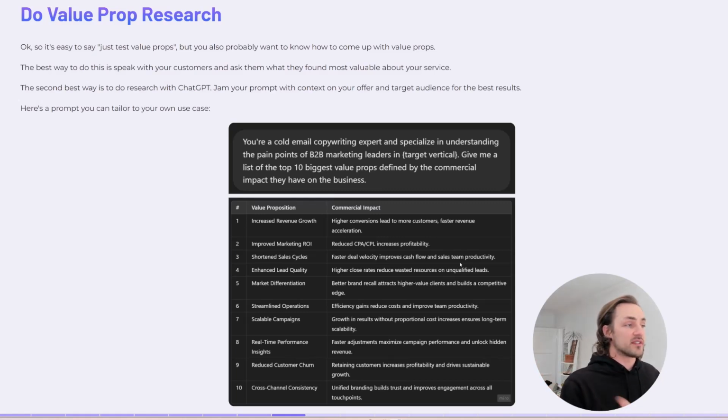And so this is a prompt that you can use to tailor to your own use case. So you're a cold email copywriting expert and you specialize in understanding the pain points of B2B marketing leaders, or insert your vertical in that target vertical. Give me a list of the top 10 biggest value props defined by the commercial impact they have on the business. So you'll get a list of 10 different value propositions, and you can use that as your starting point.